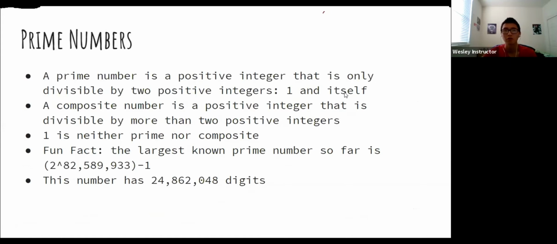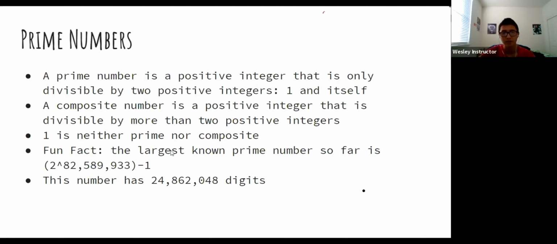Okay, now we talk about prime numbers. A prime number is a positive integer that is only divisible by 2 positive integers, 1 and itself. For example, 3 can only be divided by 3 and itself. It cannot be divided by 2. And 5 is another prime number. 5 can only be divided by 5 and 1. A composite number is a positive integer that is divisible by more than 2 positive integers. The smallest composite number is 4. 4 can be divided by 4 and 1, but it can also be divided by 2.